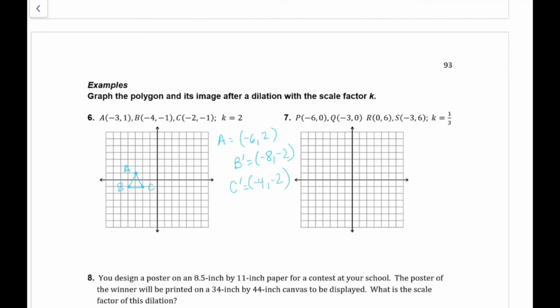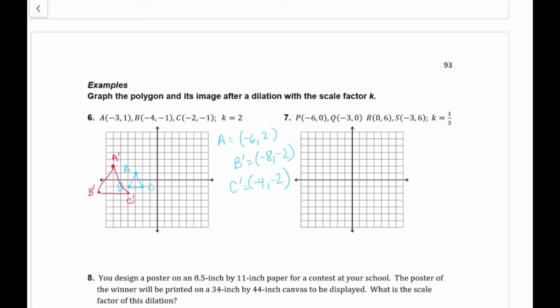All right. So let's go ahead and plot those points. We have -6, +2. Then we have B is -8, -2. We have to go a little bit off the graph here to plot that, and C is -4, -2. Now this is A prime, B prime, and C prime. This is the after image. That's why we have the prime on them.